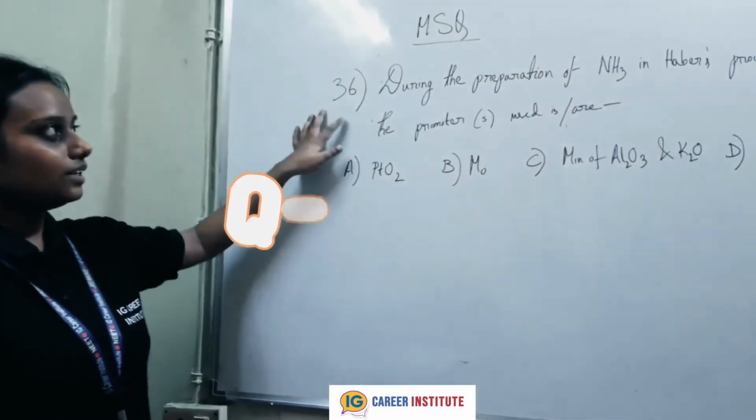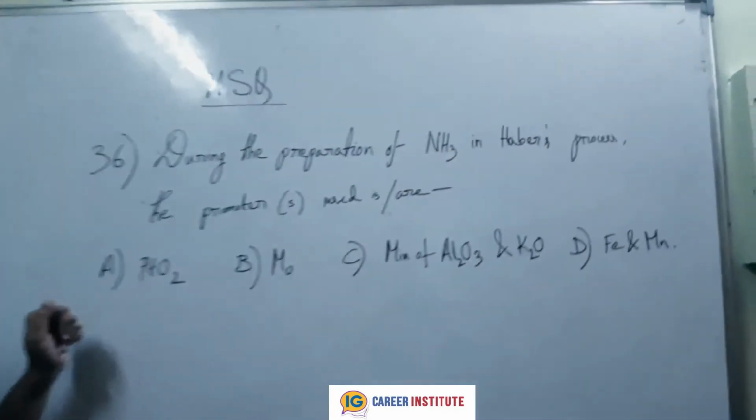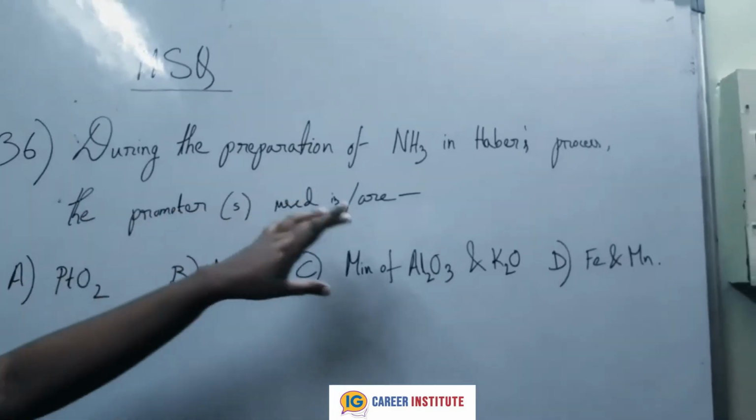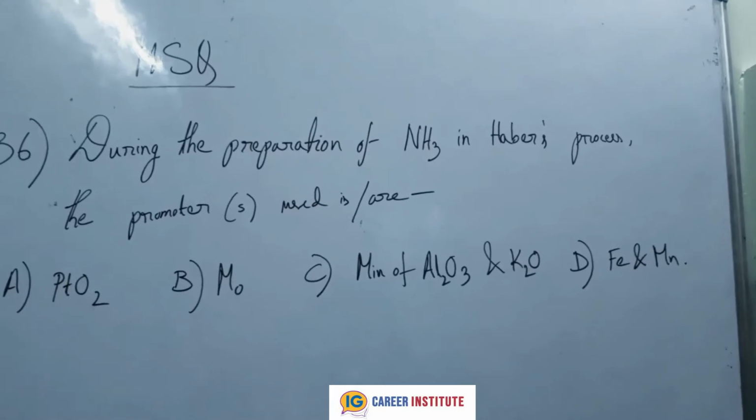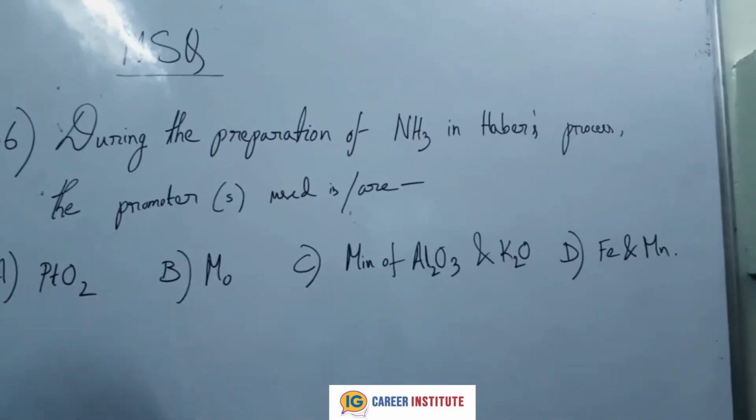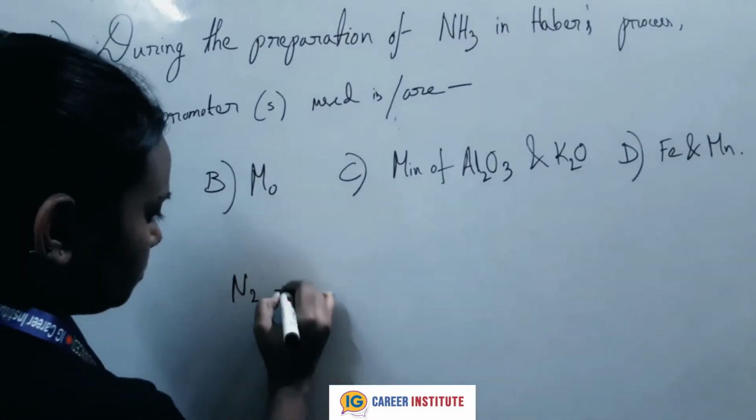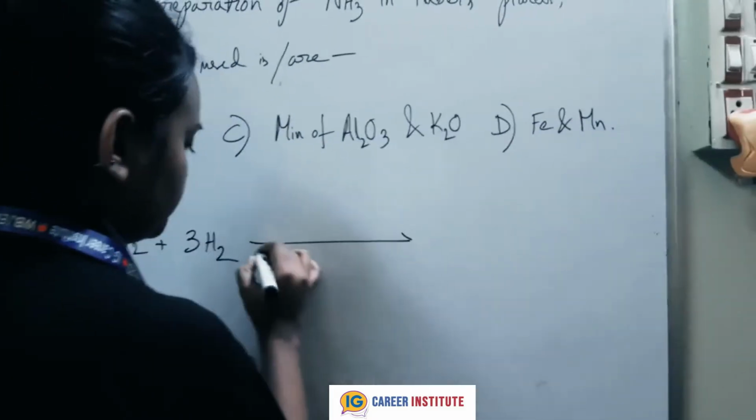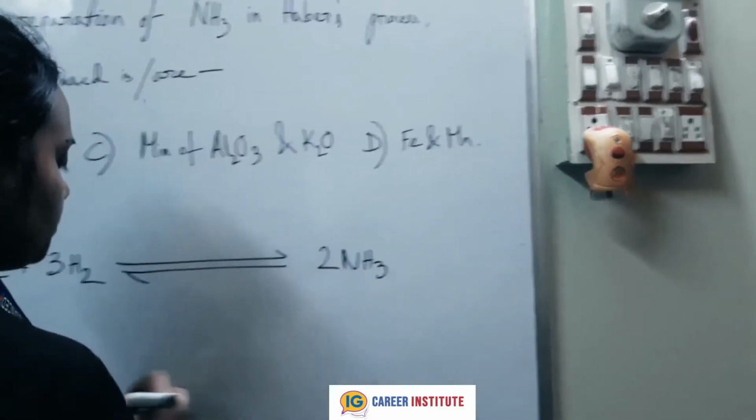The next question 36 has come under MSQ, that is more than one option may be correct. In this question it is said during the preparation of ammonia and Haber's process, the promoter used is or are. 4 options are given, so more than one option may be correct. So basically what's Haber process? That is the reaction between nitrogen and hydrogen to give you ammonia. So it's a reversible reaction. We have already studied Haber's process.